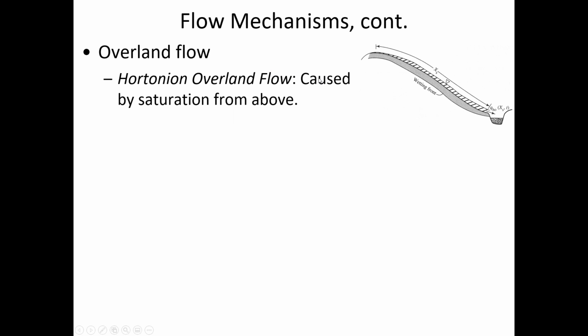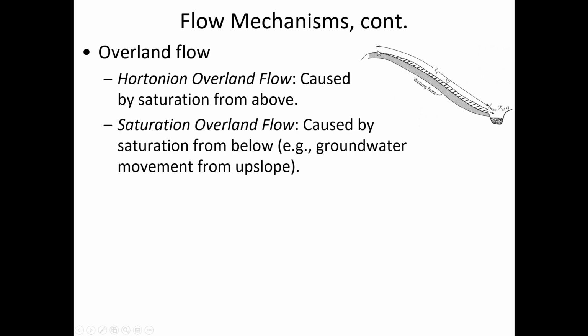Some of the other important flow mechanisms: water, when it falls at the surface, remember, can either infiltrate down into the soil or flow over the surface. Overland flow that happens when the soil is saturated and it continues to rain is called Hortonian overland flow. So it is the overland flow where the water stays at the surface.